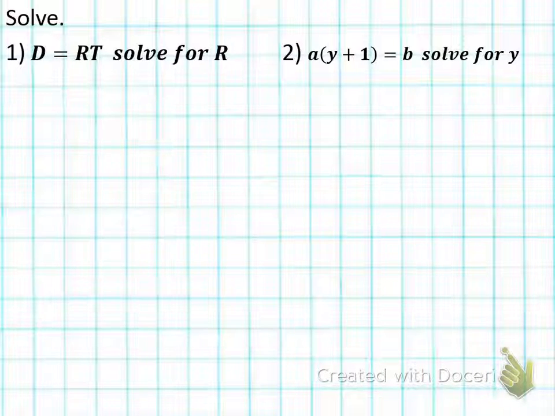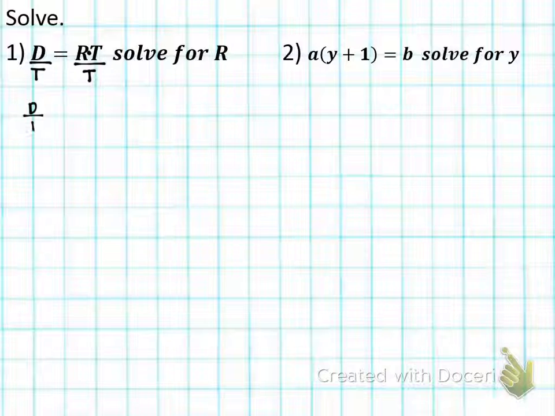So then I ask myself, I'm going to use SADMAP just like before. Are there any subtraction signs or anything being subtracted from r? No. Is there anything being added to r? No. Is there anything being divided by r? No. Anything being multiplied by r? Yeah, what's being multiplied by r? T, right? So then I ask myself, what's the opposite of multiplying by t? Dividing by t. So I'm going to divide both sides by t.